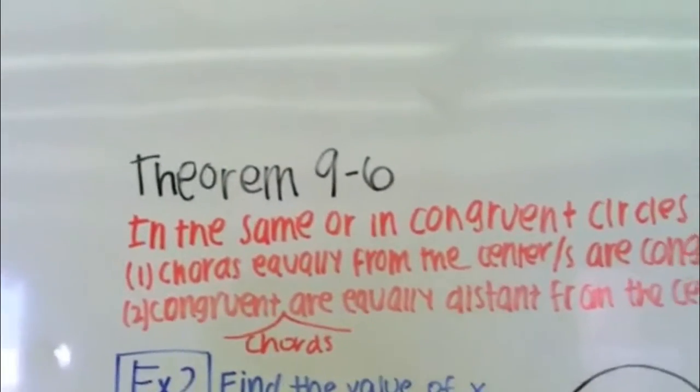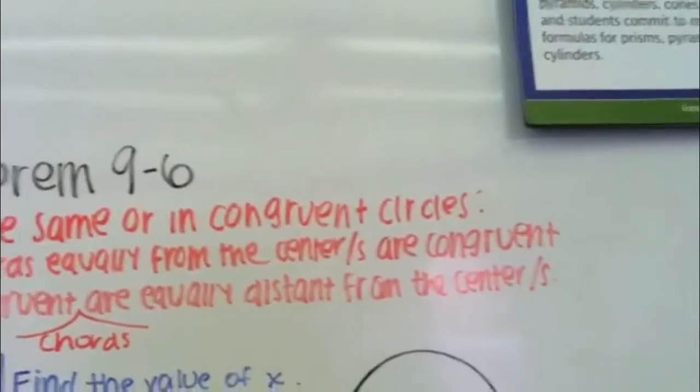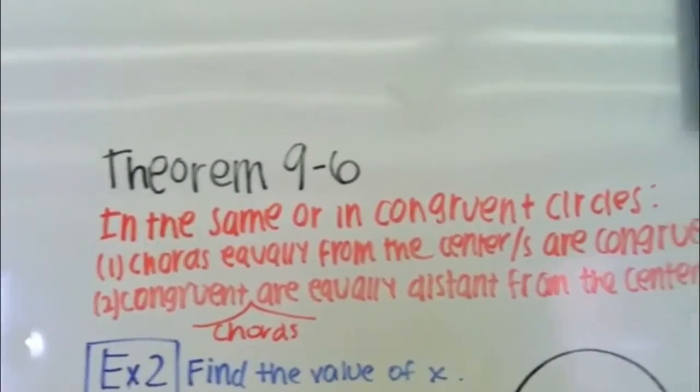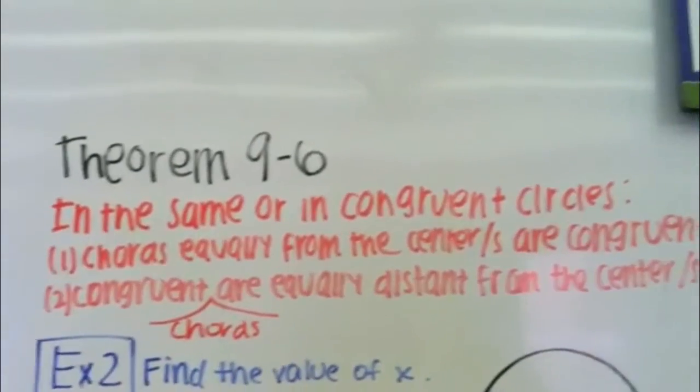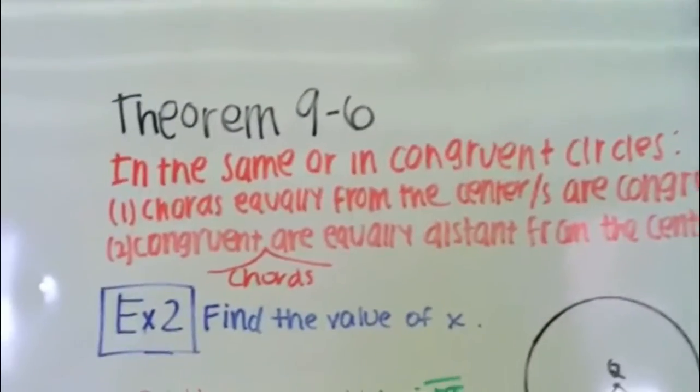Theorem 9.6. In the same circle or in congruent circles, chords equally distant from the center or centers are congruent. Congruent chords are equally distant from the center or centers.